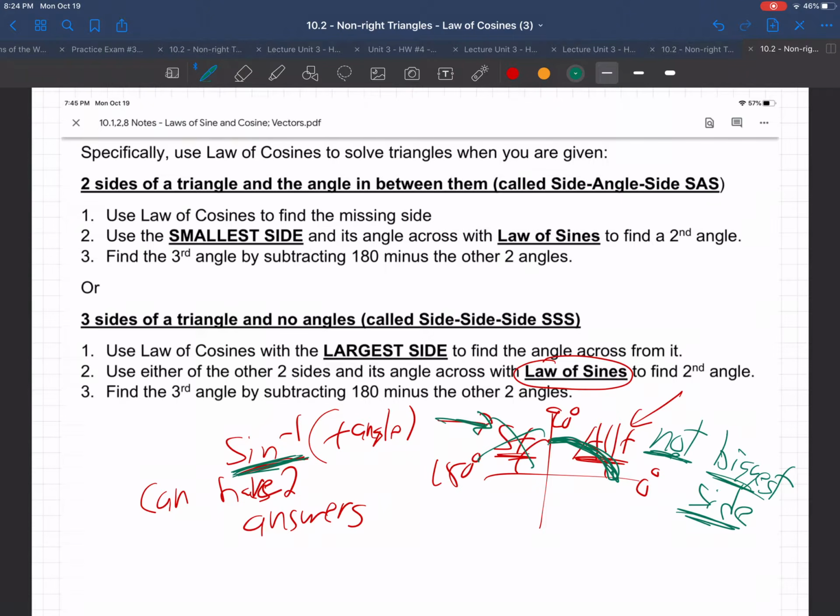So, long story short, when we do law of cosines, we do the largest side so that when we get to step 2 and law of sines, we're already done with the largest side, and we're for sure not using the largest side with law of sines. Whether you understood all that or not, you can rewind and listen again. But know these steps. You've got to start with the largest side for the side, side, side law of cosines.